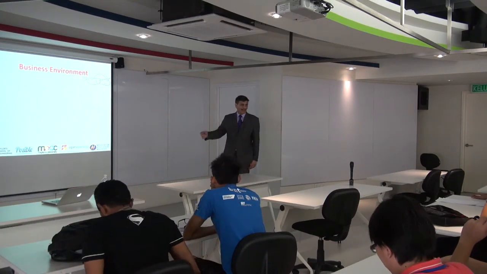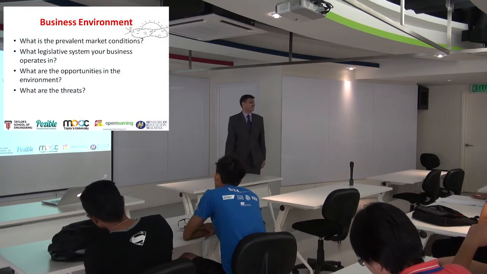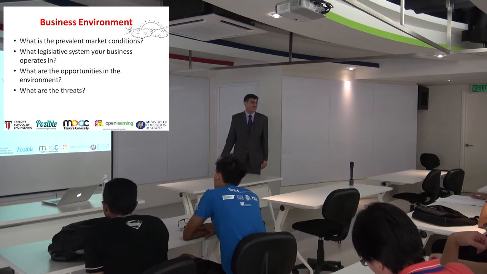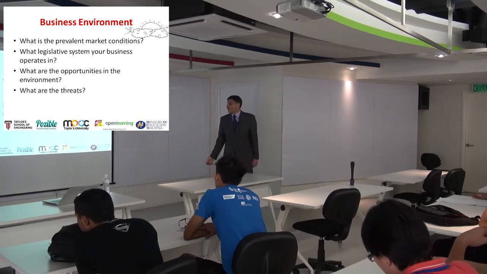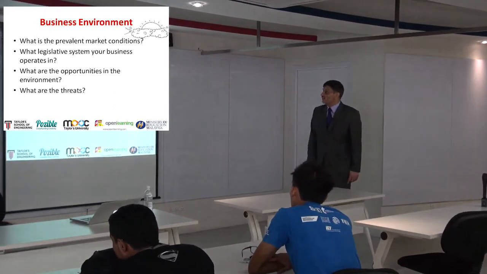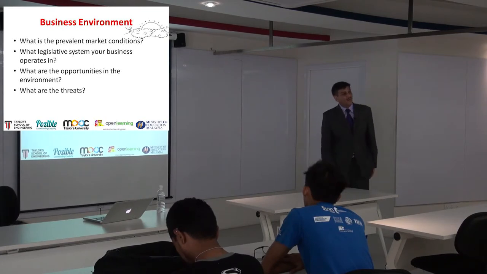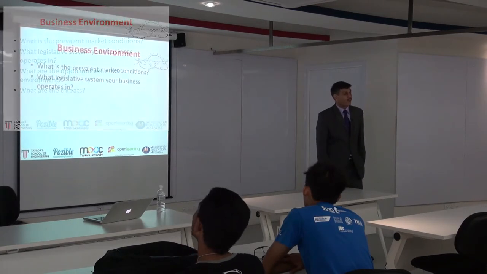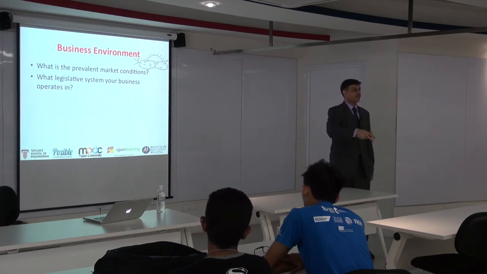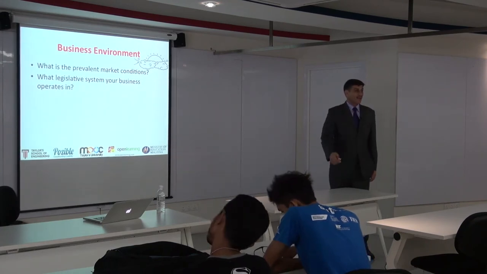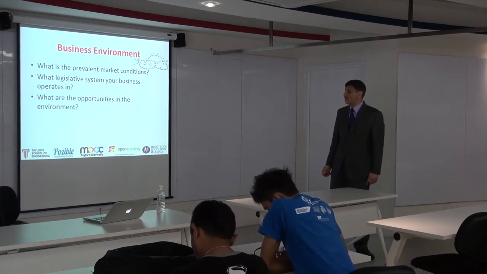Now, the other part that I talked about was the business environment. So what's the prevalent market condition? Is the market good? Is it bearish or bullish? And within what legislative system is your business operating? So for example, if you operate in China, or in Malaysia, or in different parts of the world, the legal system may be different, and that's part of the business environment.